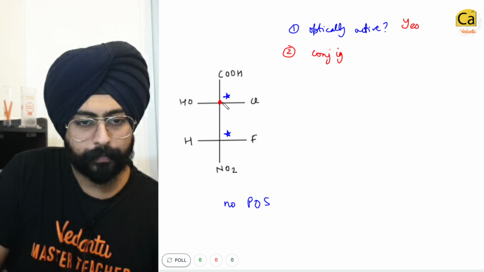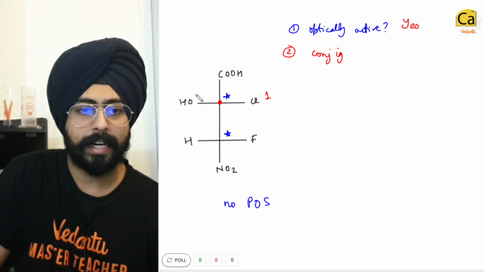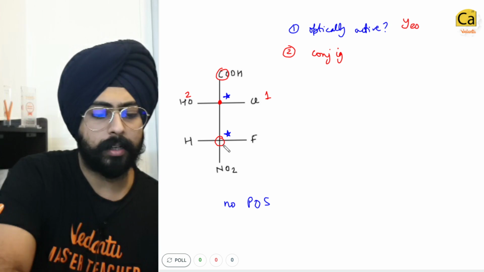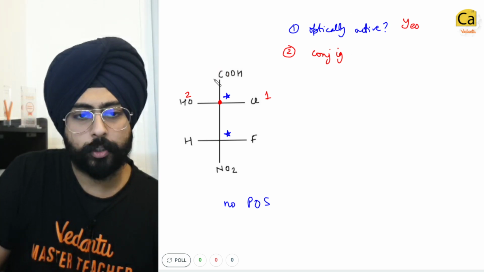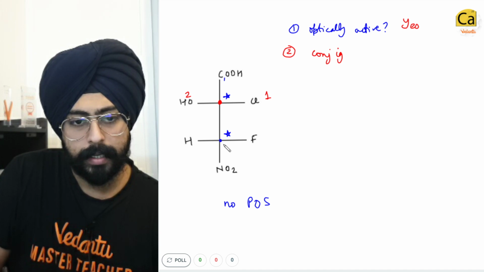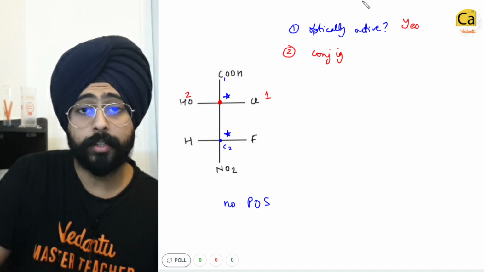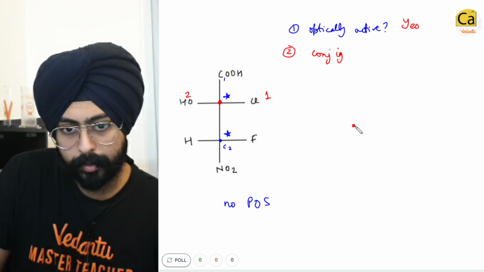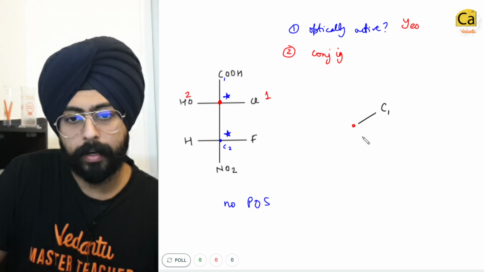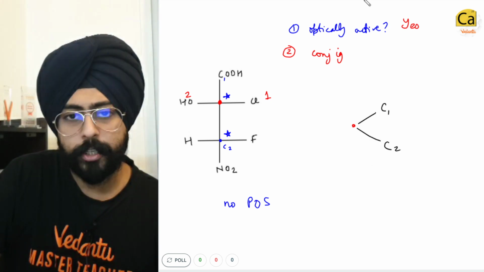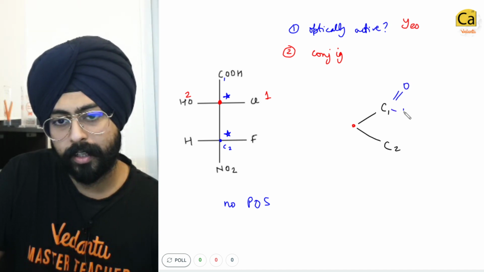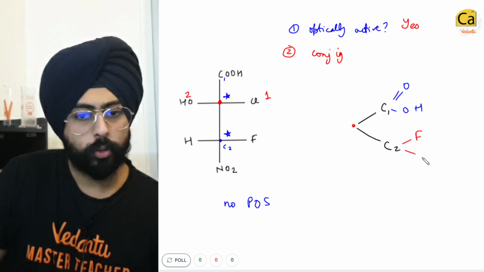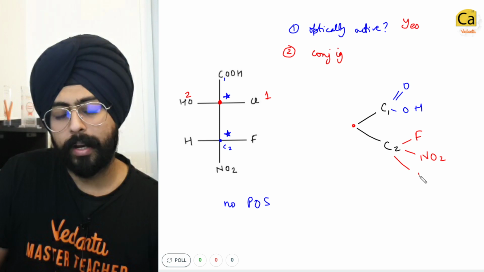So, the top one, first priority goes to chlorine, second priority goes to oxygen, obviously. Then you have to compare this carbon with this carbon. Interesting. Let's call this C1, let's call this one C2. For now, let's call it C1 and C2. Okay. So now what will we do? Let's try to figure out. This is the red carbon. On that you have a C1 and another C2. On C1 you have a double bond O and single bond OH. On C2 you have a fluorine, you have an NO2 and you have another hydrogen.